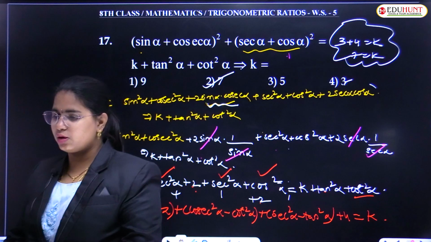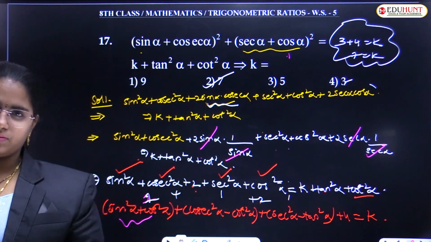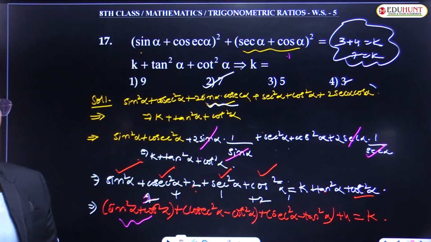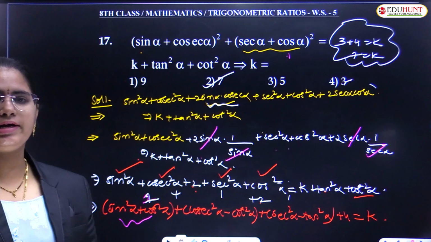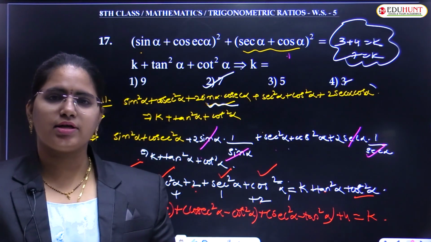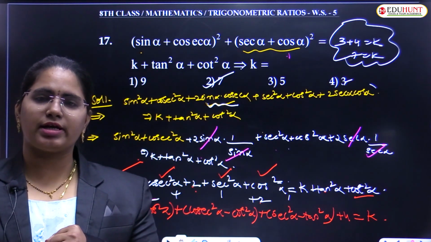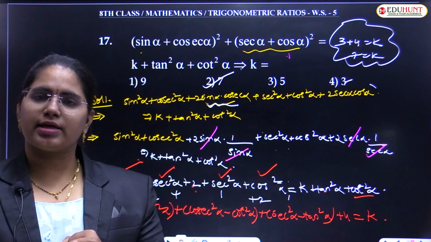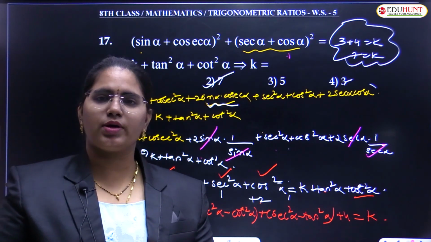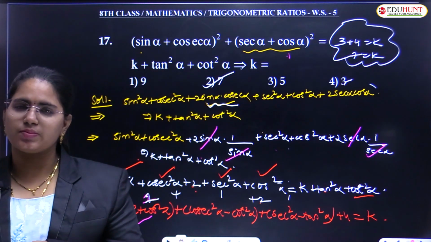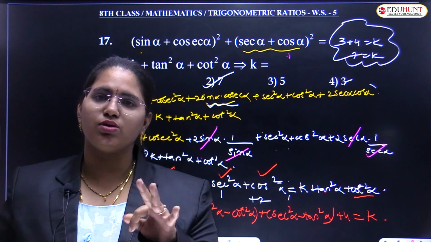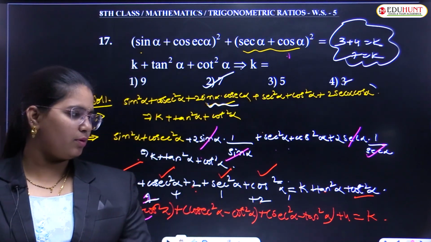Have a glance at the problem, make it fast. Nothing I have used here, only identities. What are the identities I have used? Sin square x plus cos square x is 1, secant square x minus tan square x is 1, cosecant square x minus cot square x is also equal to 1. So those are the identities I have used.